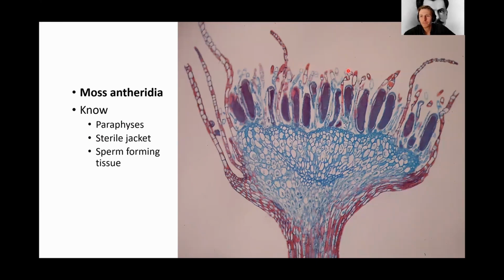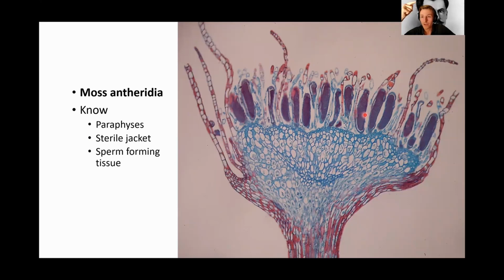I don't know what they do. I forget. Maybe something to do with sperm and sperm movement and stuff. But these are the important parts. The sterile jacket and the sperm-forming tissue. So these are these things, these dark blue stained areas. These are the sperm structures. These are what make sperm.